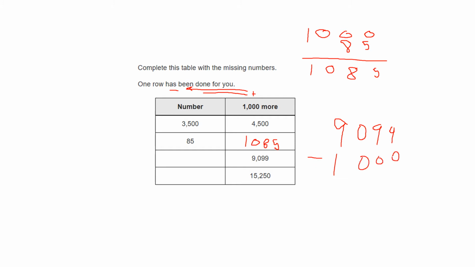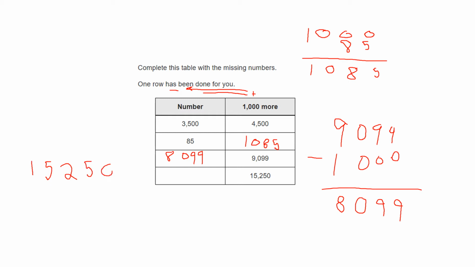So 9 take away 0 is of course 9. Please excuse my nines. 9 take away 0, 9. 0 take away nothing is nothing, 0. And 9 take away 1 is 8. So I've got 8,099. Some of you may just be able to see that off the top of your head. And this time I've got 15,250.